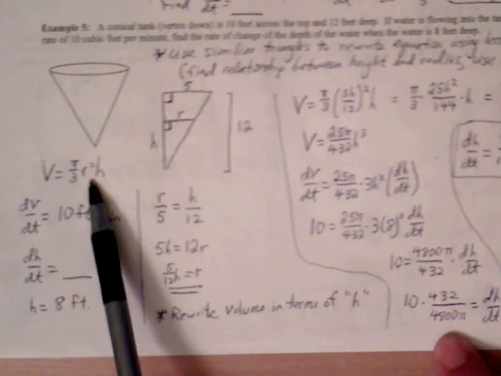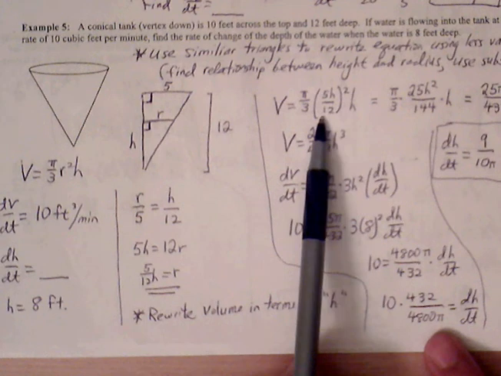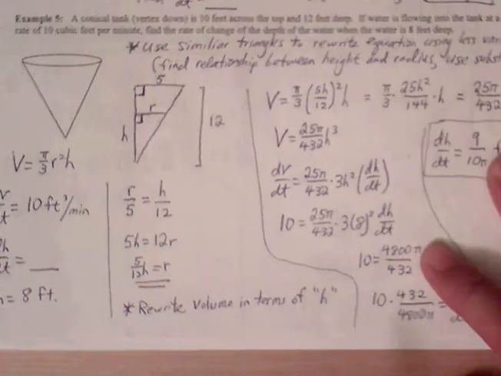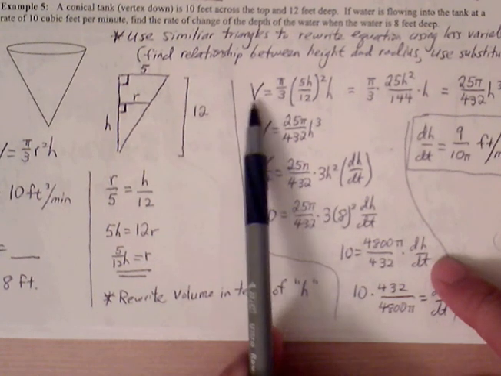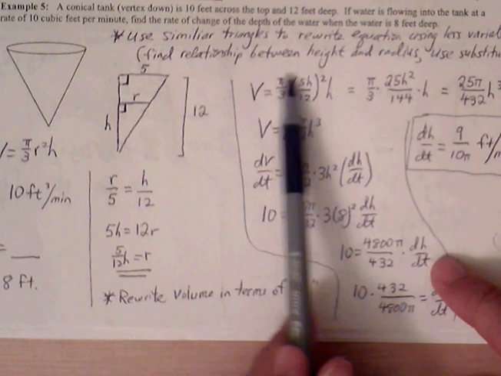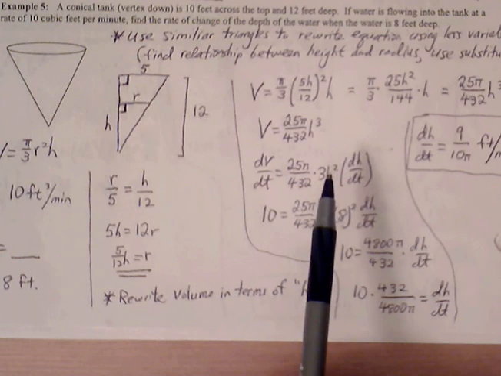So I'm going to rewrite my volume equation: pi over 3 r squared h. My radius gets replaced with 5h over 12, quantity squared. So now we have our volume equation in terms of height. We can clean this up, and once we clean this up, then we can find the derivative, and then we should have enough information where we can plug in and solve.